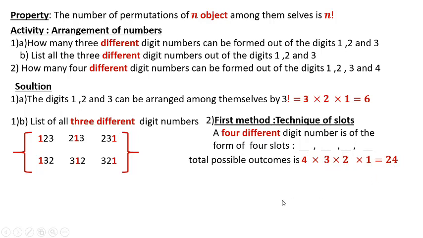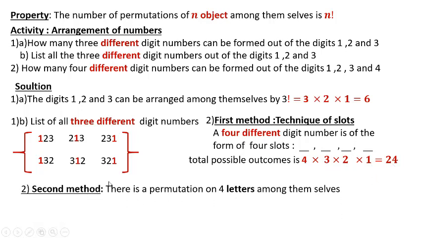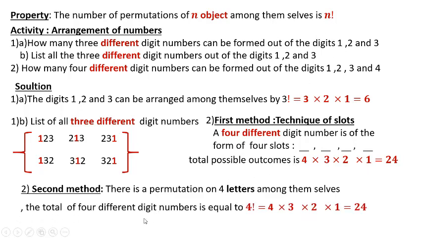equals 24. Another method. In order to permute 4 numbers among themselves, we have 4 factorial ways. Then the total number of options is just 4 factorial, again equal to 24.